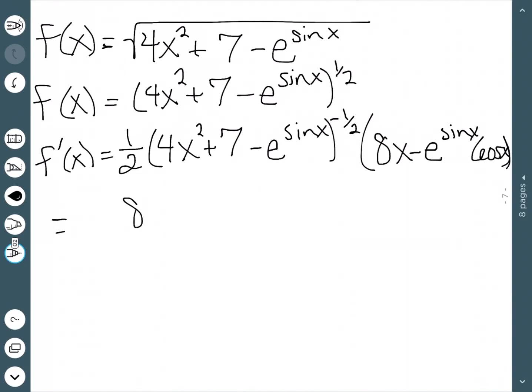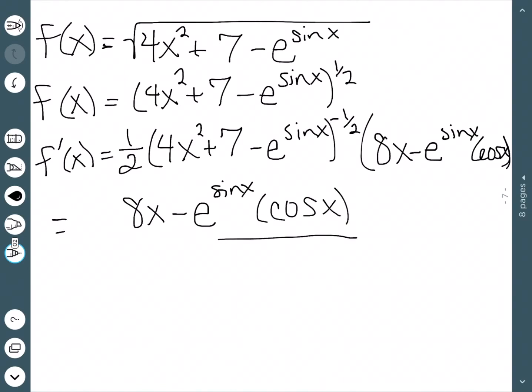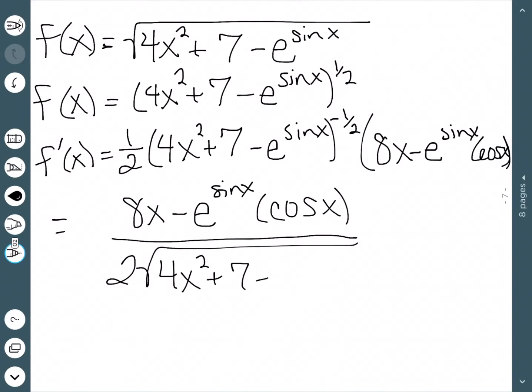I'm going to go ahead and rewrite this as 8x minus e to the sine x times cosine x all over 2 times the square root of 4x squared plus 7 minus e to the sine x. Remember, a 1/2 power means square root, and negative means we are going to move to the bottom of the fraction. So in this case, we actually had to use the chain rule twice. Once for the fact that we had this exponent outside the parentheses, and then once again for that e to the sine x.